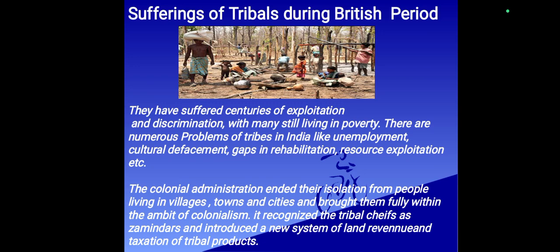The colonial administration ended their isolation from people living in the village, towns and cities and brought them fully within the ambit of colonialism. It recognized the tribal chiefs as zamindars and introduced a new system of land revenue and taxation of tribal products.